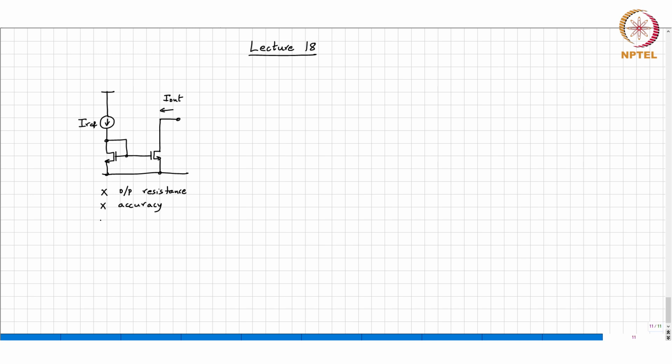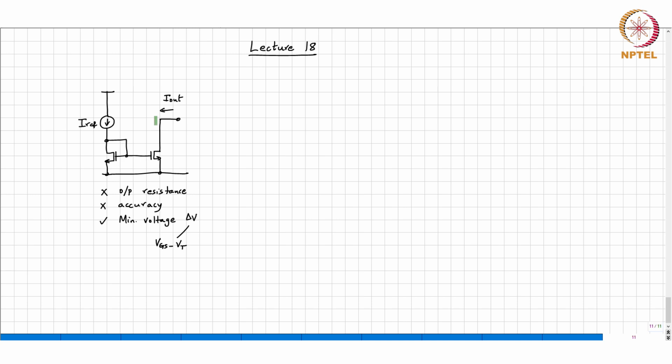Okay, but what is the good point? Yeah, the minimum voltage needed is just delta V, where delta V, let me remind you, is again VGS minus VT. Right? So to fix this problem, what did we do?